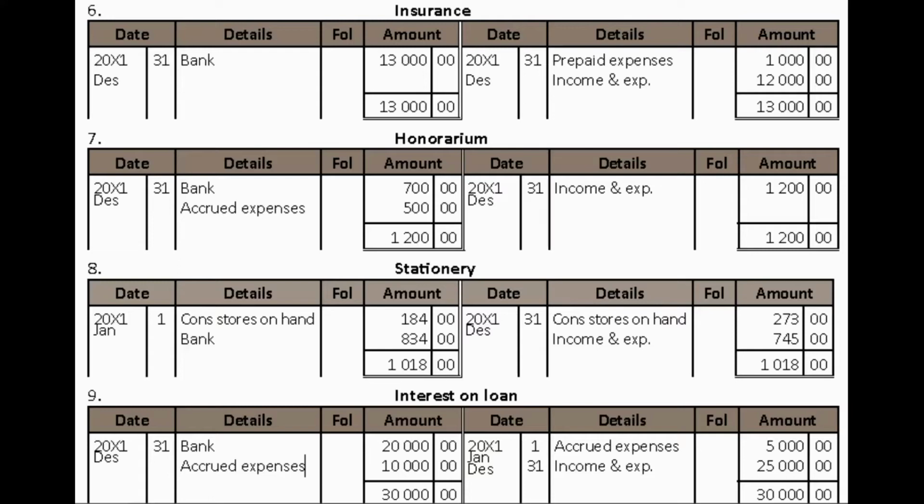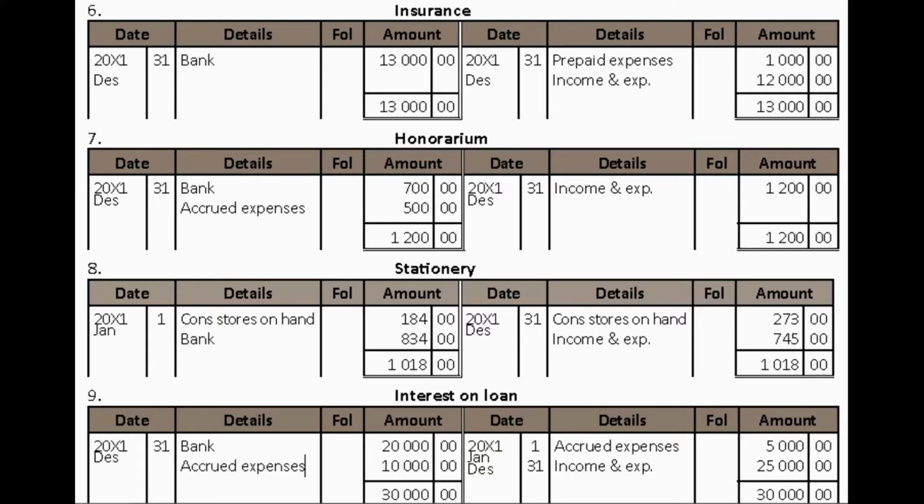Honorarium owed to the secretary 500, so that is expenses accrued. Honorarium, you've got on the debit side the amount that you've paid. It was 700 that you got from the payments and receipts. That was 700.